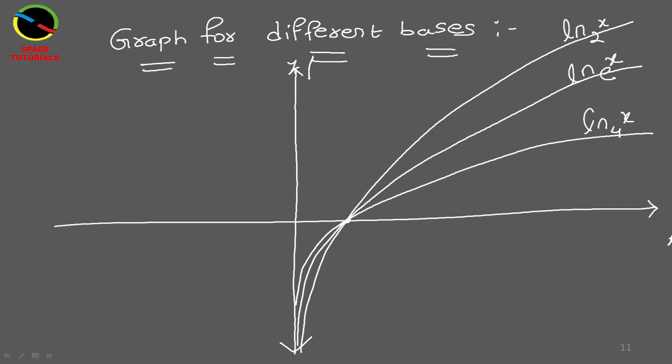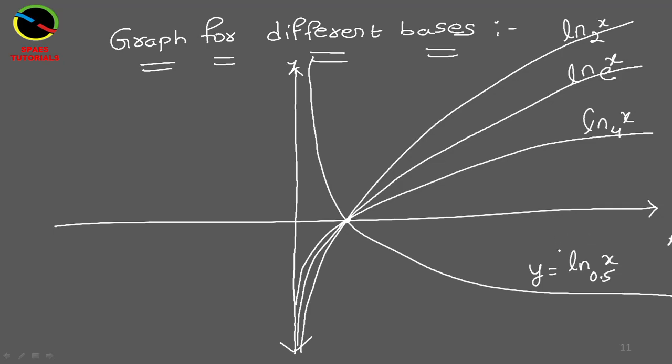Now let's see the graph for bases less than 1. This will be the graph of y is equal to ln x base 0.5. Now let's take a value which is lesser than 0.5, let's take 0.2. It is going to become y is equal to ln x base 0.2. So as the base is decreasing, the graph is lowering more and more below the x-axis. So this is the graph of logarithmic functions for different bases on the same graph paper, so that you can compare very easily.